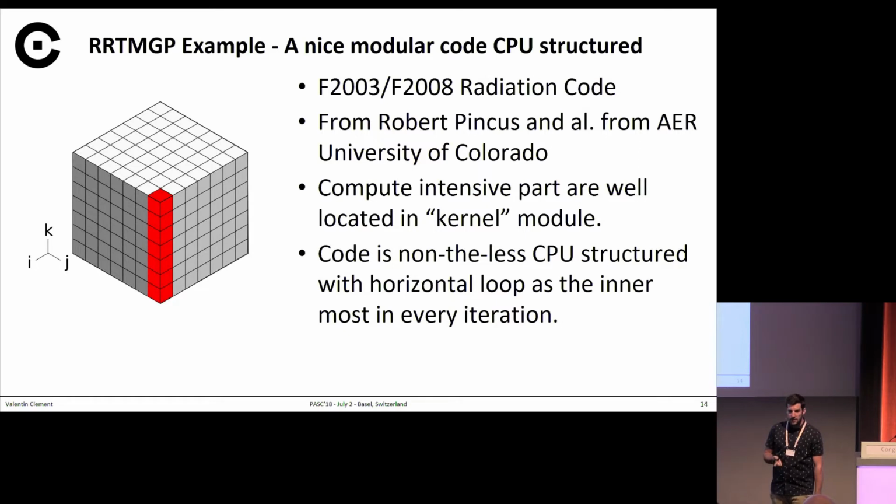And to demonstrate this idea, we have taken a simple example in our paper. So it's the code from Robert Pincus and his colleagues from the University of Colorado. It's called RRTMGP. It's a modern radiation code. It's written in Fortran 2003 and 2008 Fortran style. It's really, in terms of software engineering, really nicely written. But nevertheless, it's written with CPU performance in mind. So you have the horizontal loops as the innermost loop in every iteration to help the compiler to auto-vectorize.